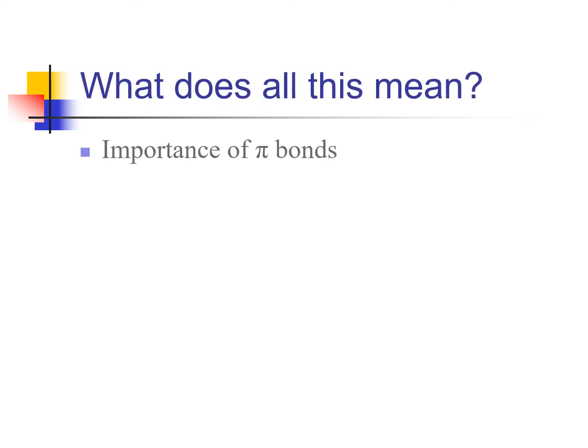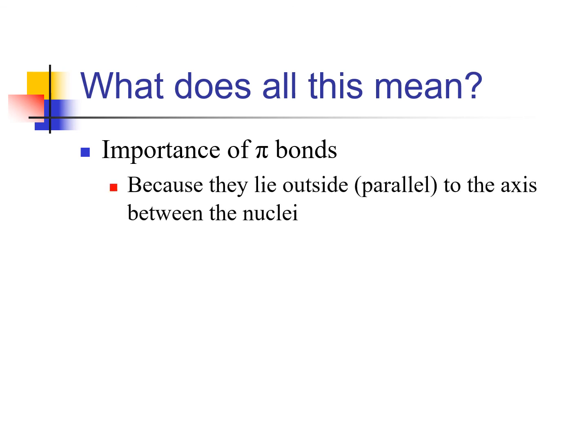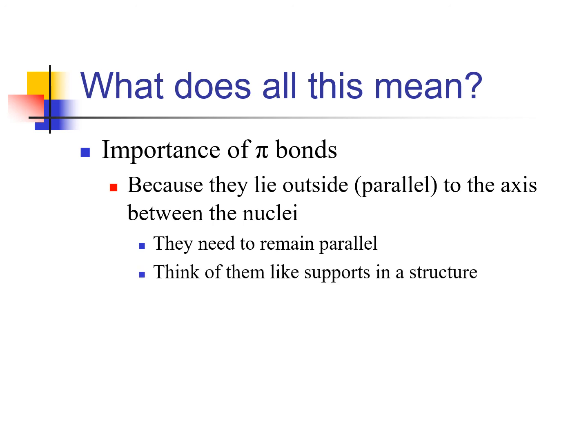Now again, what does this all mean? What's the importance of that pi bond? Because they lie outside the axis between the nuclei, because again, they're above and below the atoms, they need to remain parallel. And so they actually provide support to the molecule. It keeps it from twisting. If all you have is a sigma bond, it's like things that are connected by just a single spoke. They can twist around. But the more support you give them, that's what the pi bonds are doing. They're adding more support. The more support there is, the more rigid the molecule becomes.